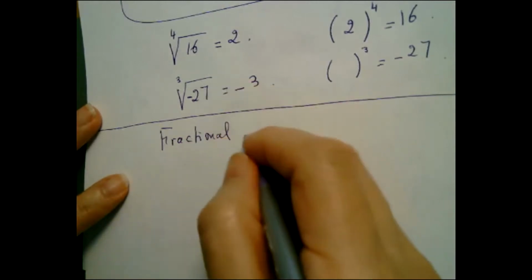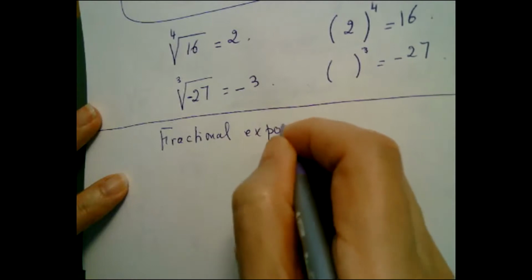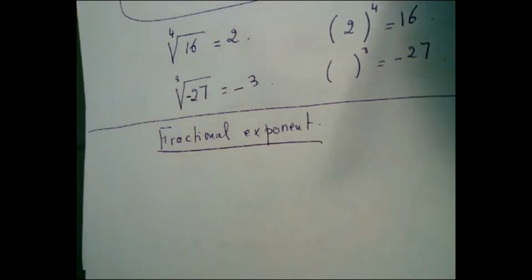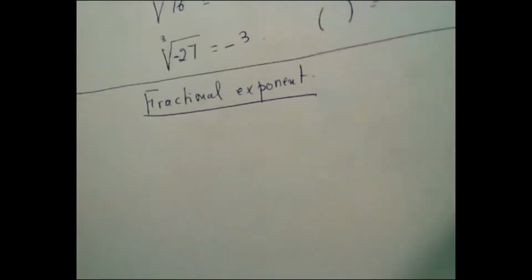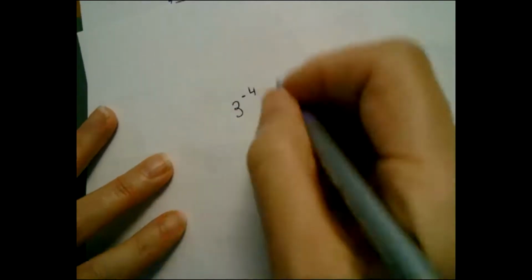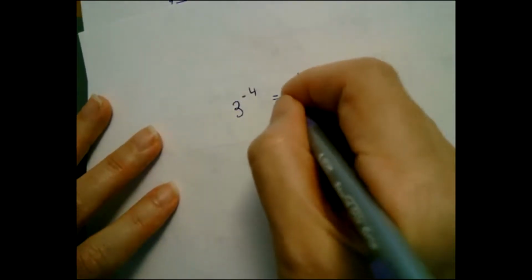Fractional, for fraction, fractional exponent. Okay, what's a fractional exponent? So we define a negative exponent. We define what we mean. We're giving you a definition. I defined what we mean by 3 to the minus 4. The definition is it's 1 over 3 to the 4. So that's for the negative integers.